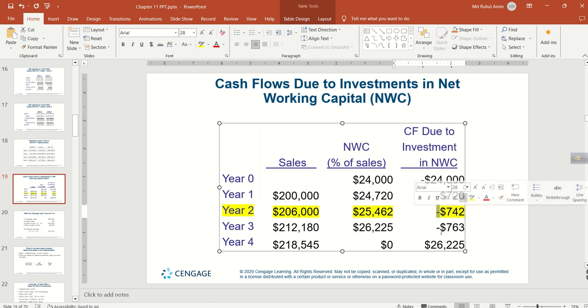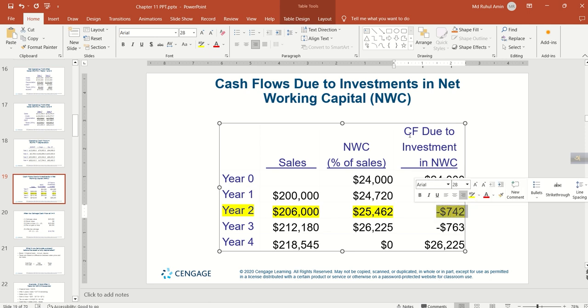See, this number is lower and this number is bigger, but why is there a negative in front of 742? Because compared to year one, in the second year we have $742 more in net operating working capital. More means the company actually experienced more cash outflow. Why? Because the company purchased more inventory than the previous year. So if the company purchased inventory worth $742, this $742 cash outflow actually occurs.